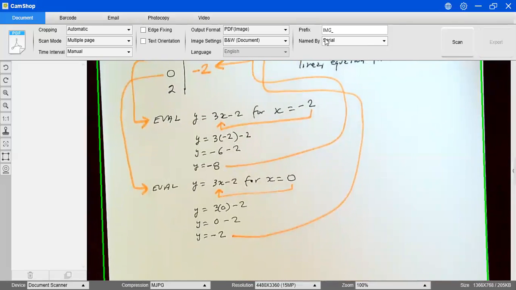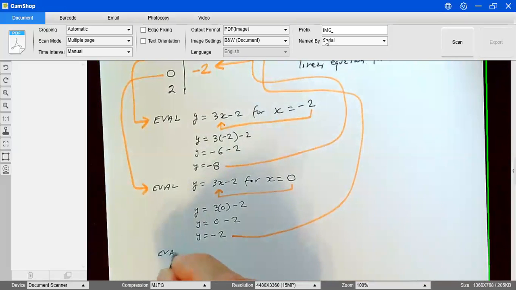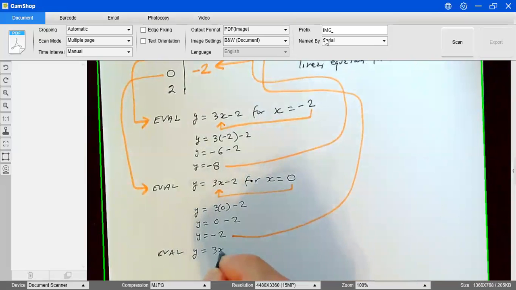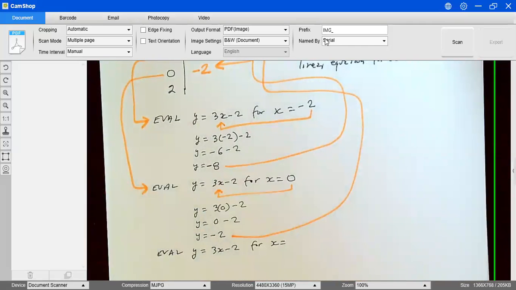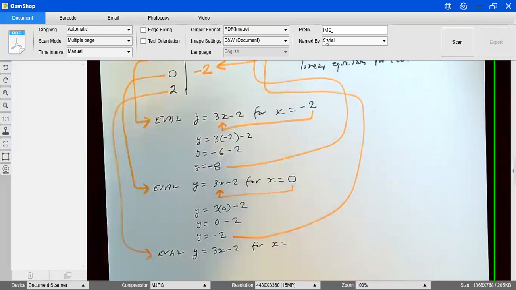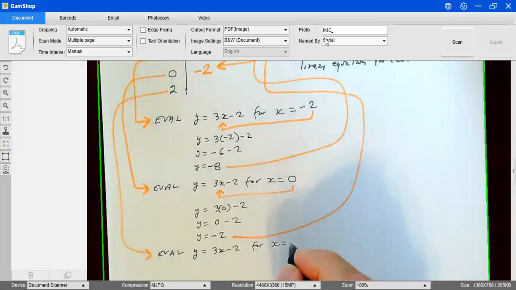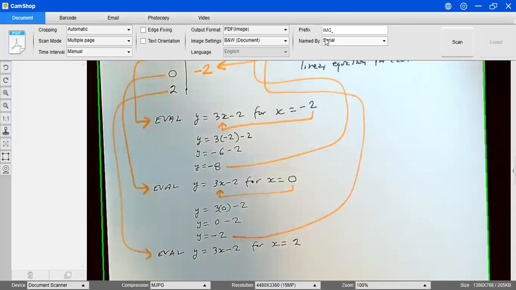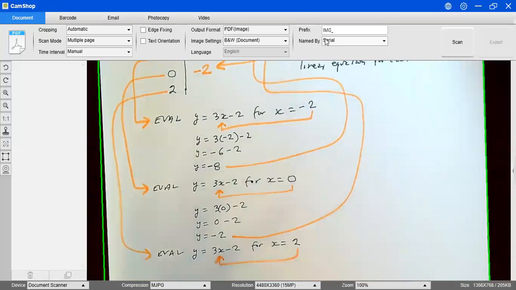And finally, we have a third evaluation to work on. So we're going to evaluate the same equation again, y equals 3x minus 2, for x equals, and now the last value I'm going to use is x equals 2. So I'm going to write here x equals 2. So this is the final substitution.